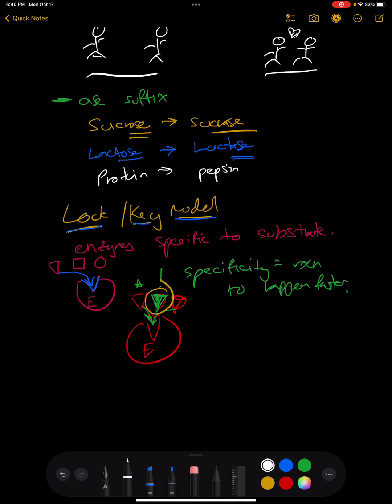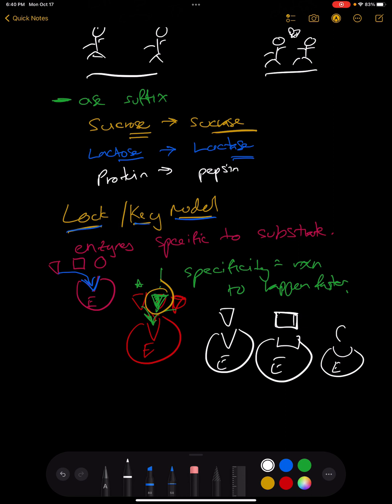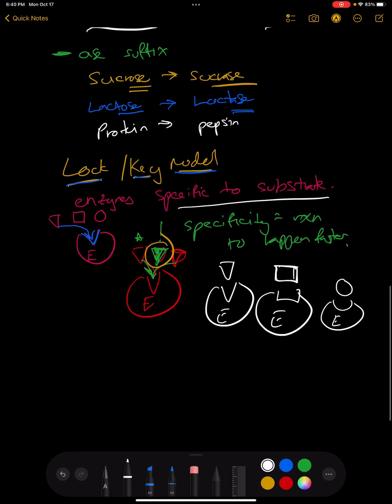But since my enzymes have specific shapes, have specific active sites, that are fit for my substrate, then I get to do the reactions a lot more quickly because it's specific. Okay, and that's where the lock and key model comes in.